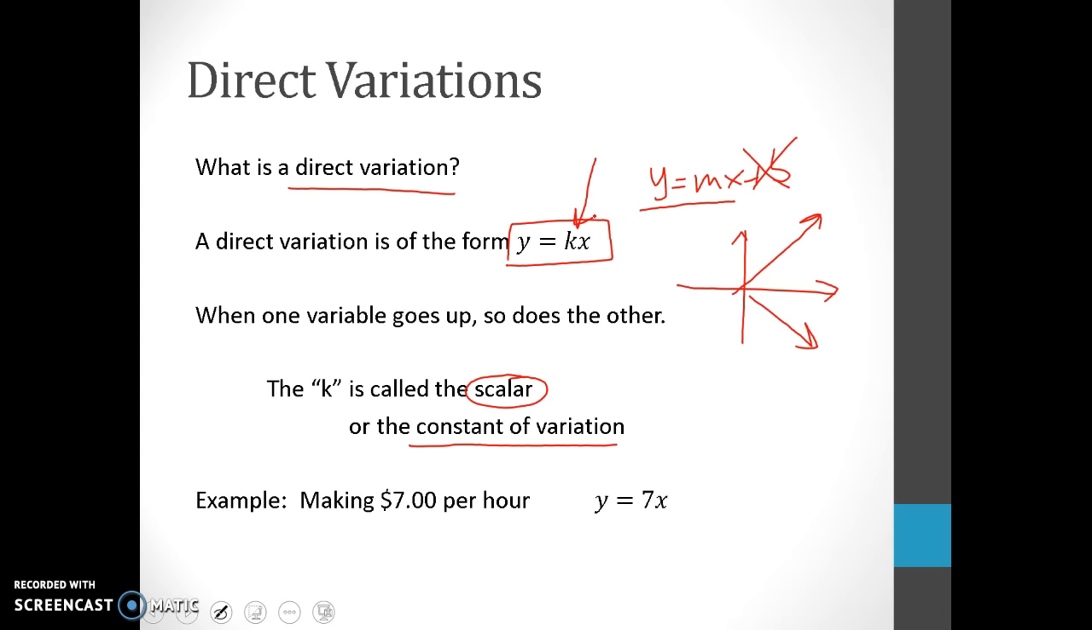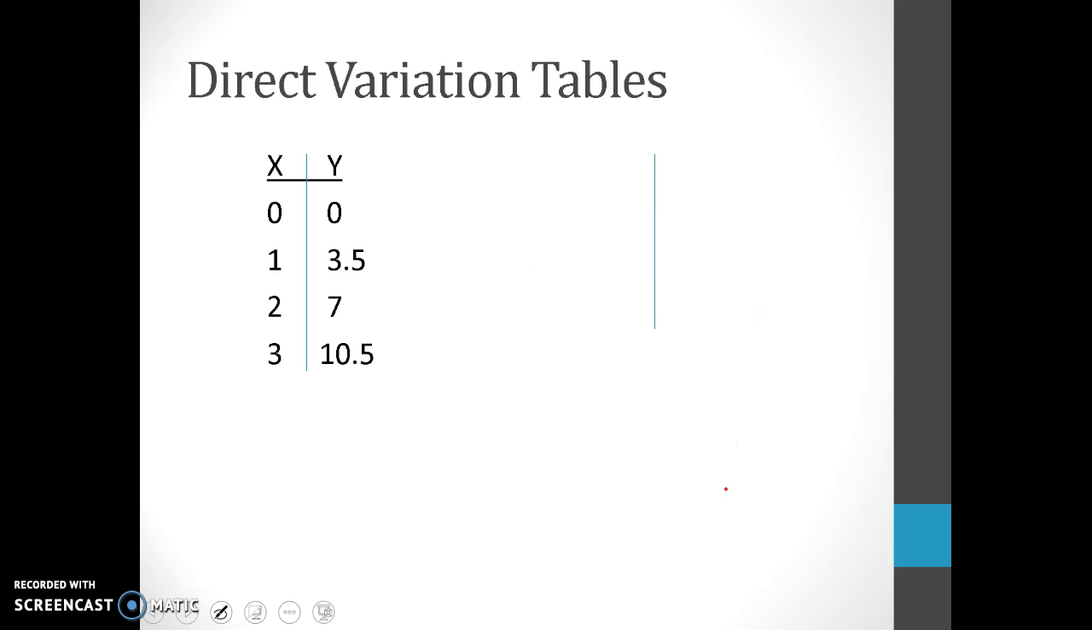So here's an example. Something that is a direct variation. Suppose you get a job where you make $7 per hour. So we would have something like this where the equation is y equals 7 times x. 7 is the k value. If you don't work at all, you don't get paid. If you get 1 hour, you get $7. If you work for 2 hours, it's $14. And the equation is you just multiply these x values by 7 to get the y values.